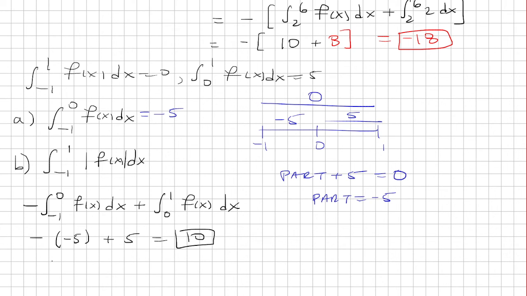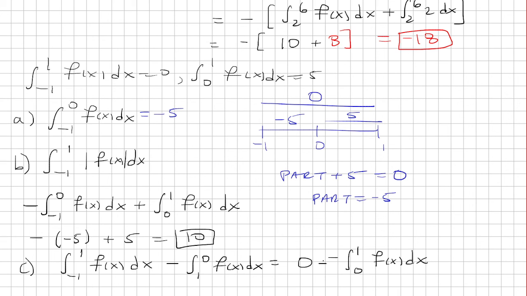Now for part C, we have the integral from -1 to 1 of f of x dx minus the integral from 1 to 0 of f of x dx. This one I'm going to rewrite, but first, -1 to 1 is 0. That's already given to us. And then now I'm going to switch the limits here. So when I switch the limits, I'm going to put a negative in front. So there's going to be two negatives here. Two negatives give me a positive, and then the area from 0 to 1 is 5.